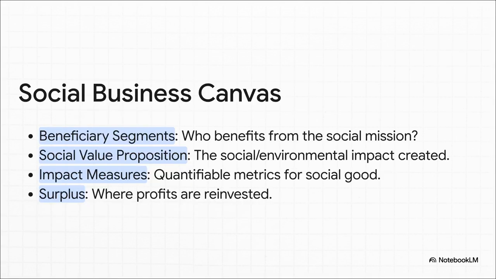But what if your bottom line isn't just about profit? What if you're trying to make a real social impact? Well, there's a canvas for that too. The social business model canvas adds some really important new boxes. It makes you think about not just your customers, but your beneficiaries. It pushes you to define your social value proposition, figure out how you'll measure your impact, and plan what happens with any surplus. It basically bakes your mission right into the DNA of your model.